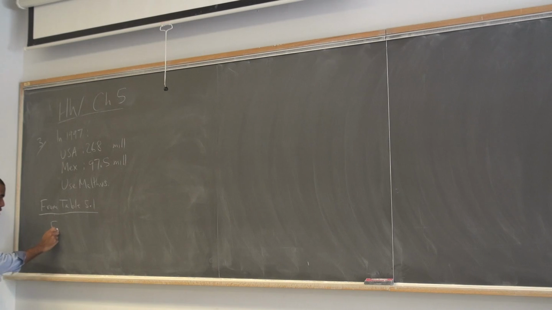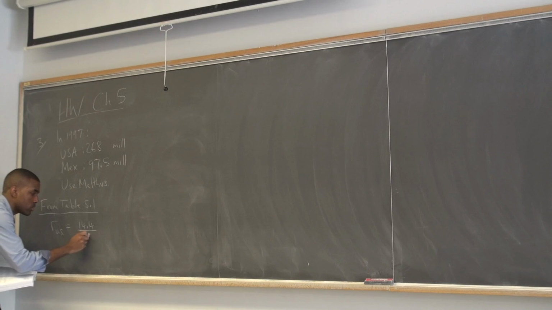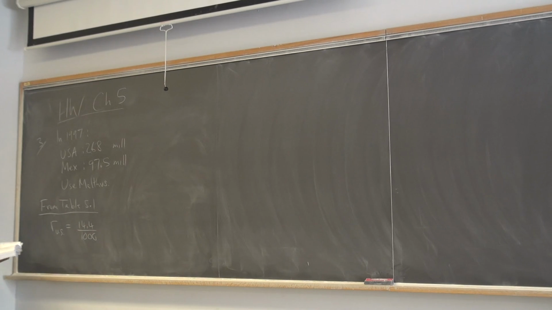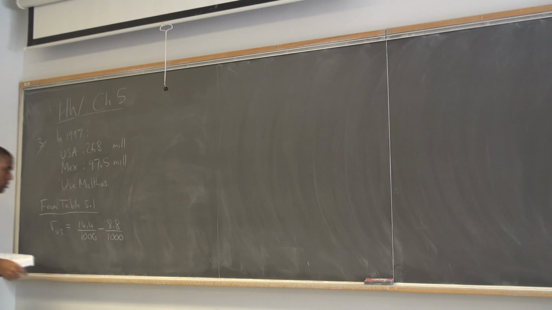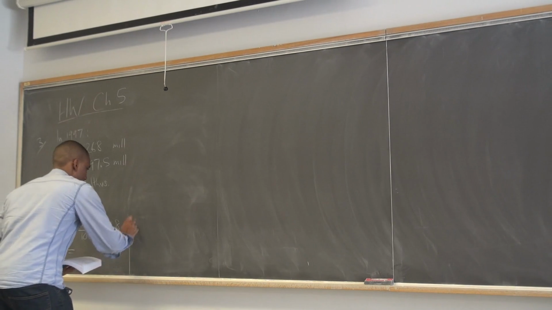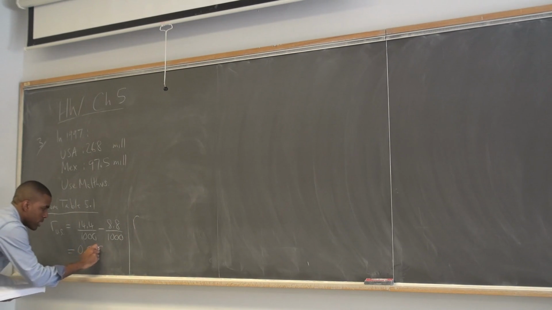The r for the US is birth rate minus death rate. Remember, that's how we computed it. So it's 14.4 over 1,000, because they said per 1,000 in the table, minus 8.8 over 1,000. What's the answer to that? 0.0056.